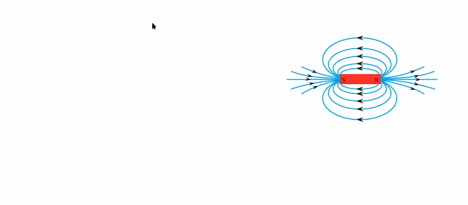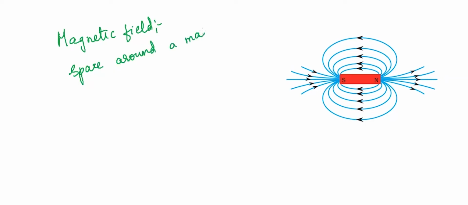Today we are going to learn the topic magnetic field and magnetic field lines from the chapter Magnetic Effects of Electric Current. So what is meant by magnetic field? Magnetic field is the space around a magnet where its effects can be experienced.